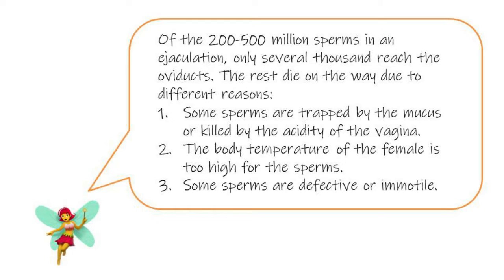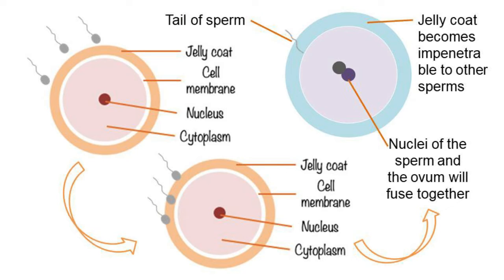Some sperms are trapped by the mucus or killed by the acidity of the vagina. The body temperature of the female is too high for the sperms. Some sperms are defective or immobile. If the sperms meet an ovum in the oviduct, they try to penetrate the ovum. They release enzymes from the acrosomes to digest the jelly coat of the ovum.